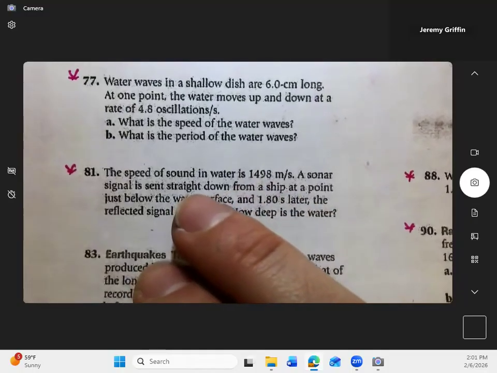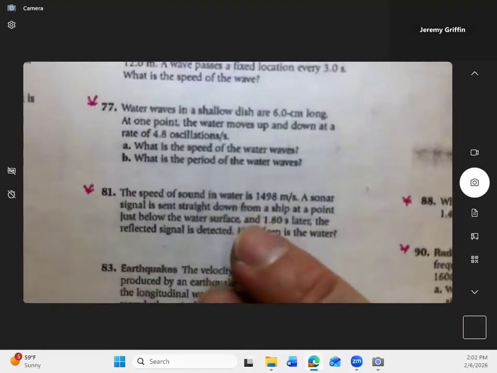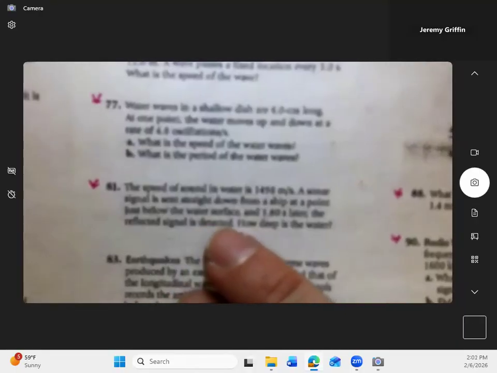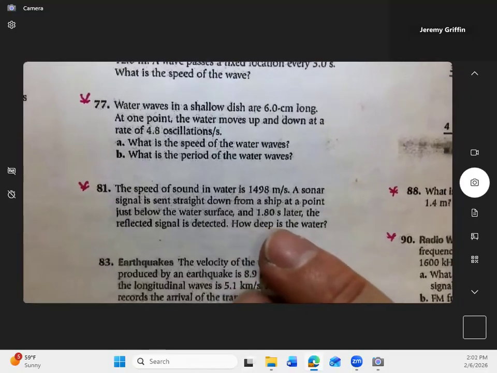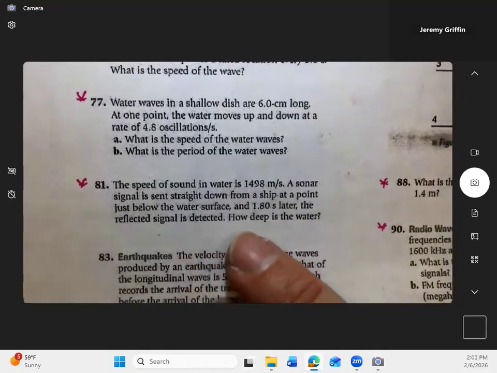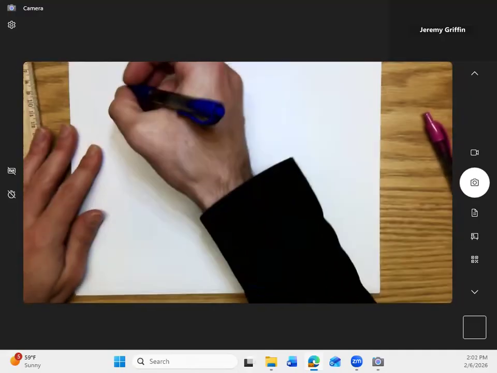A sonar signal is sent straight down from a ship just below the water surface, and 1.8 seconds later, the reflected signal is detected. How deep is the water? It might help to draw this one out.